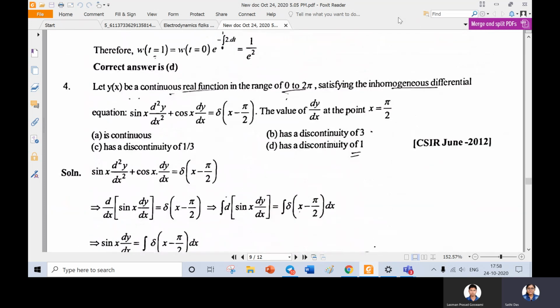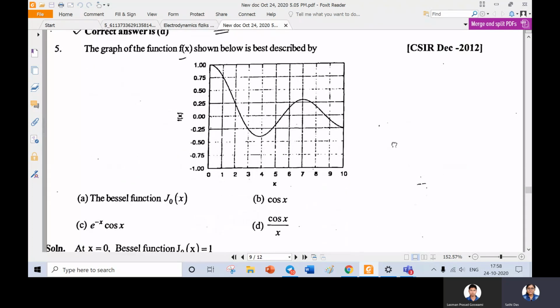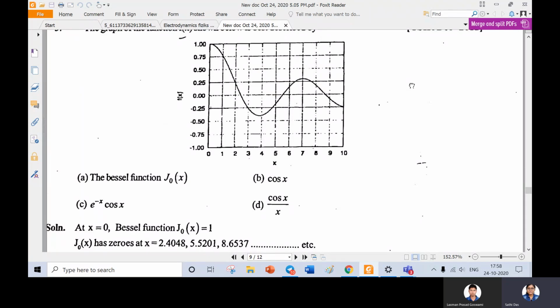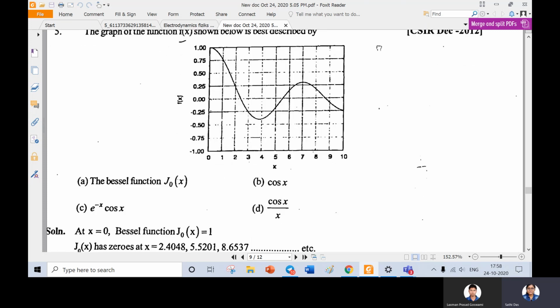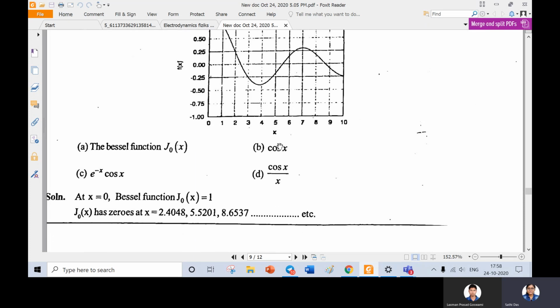Okay, so let us take some more of this kind of questions. Look here, this is another question: the graph of the function f of x shown is described by the Bessel function, cos x, e to the power x cos x, e to the power minus x cos x, or cos x by x. Look here, this function is the Bessel function J0 x. We have already seen this, so no doubt option A is the correct answer.